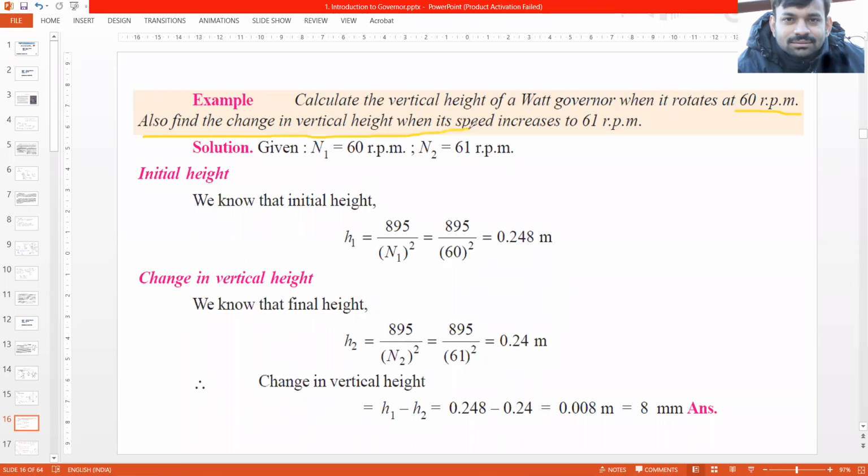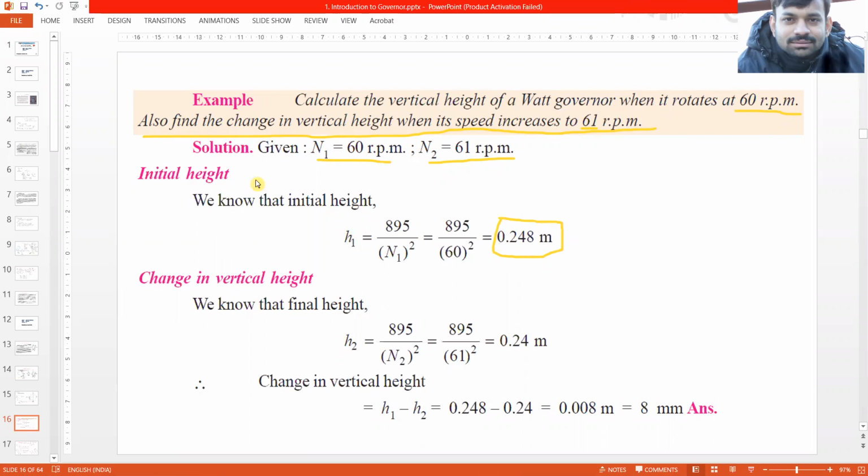Also find the change in vertical height when its speed is increased by 1 rpm. So we have to determine the height when its speed is increased by 1 rpm. Okay, so n1 is 60, n2 is 61. Initial height can be calculated by h is equal to 895 by n1 square. So h1 comes out to be 0.248 meter.